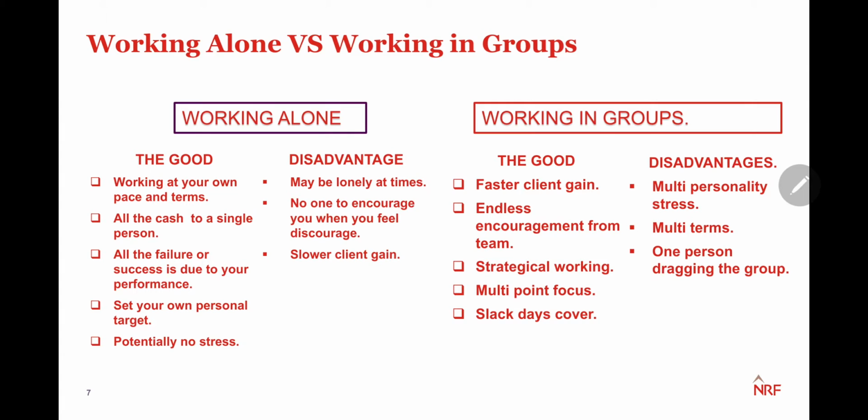Get it? So all the cash goes to a single person. So nothing is divided. Obviously, if your target is 100 learners a day, you get 100 learners a day, as opposed to going with someone else and having to help them to get that 100 in a single day. So basically working alone has a lot of advantages, and then the disadvantages of working alone.